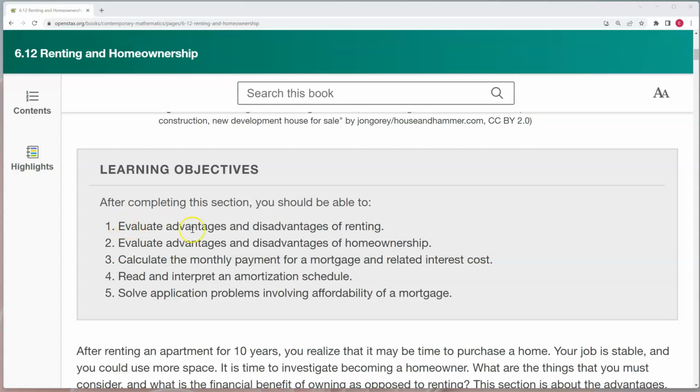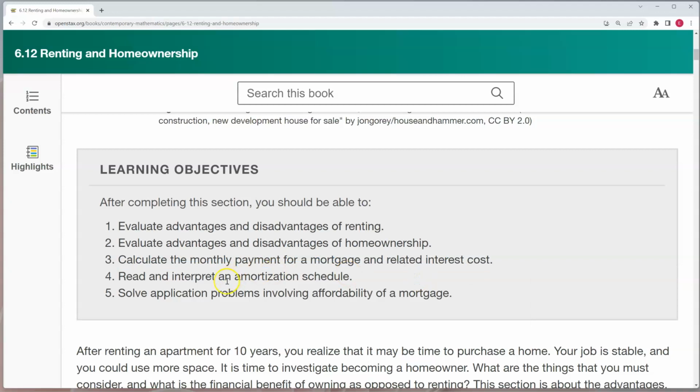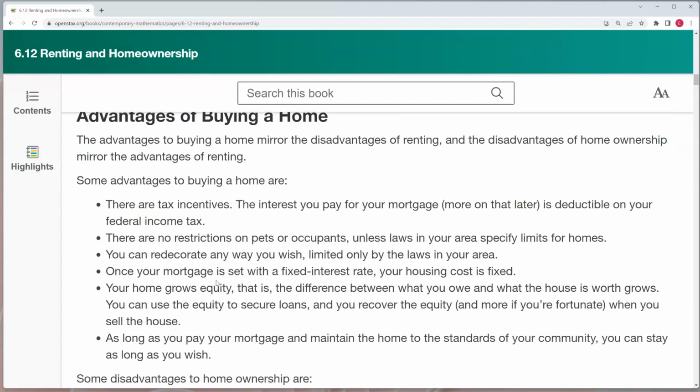So first thing we want to be able to do is evaluate advantages and disadvantages of renting versus homeownership. So those two objectives, looking at comparing and contrasting the benefits and the disadvantages of renting and homeownership. Calculate monthly payments for a mortgage and related interest costs. And that is actually done in the same way that we've done loans in the past. Read and interpret an amortization schedule, again something we've done in the past, and then solve application problems involving affordability of a mortgage.